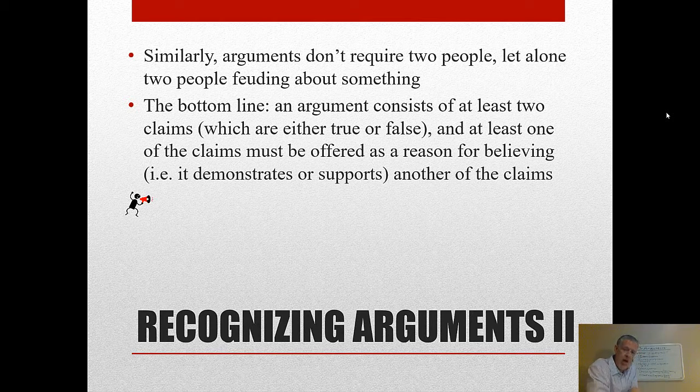Okay, so the bottom line, an argument consists of at least two claims. Okay, there have to be at least two claims there, right? Because you need at least a premise, which is a claim, and a conclusion, which is a claim. Okay? And again, an important feature of these claims, as I note on slide 3, is that what we mean by a claim is it's something that's believed or expressed that it's either true or false, right? So again, an argument consists of at least two claims that are either true or false, and at least one of the claims has to be offered as a reason for believing another of the claims. Right? So that's the key.